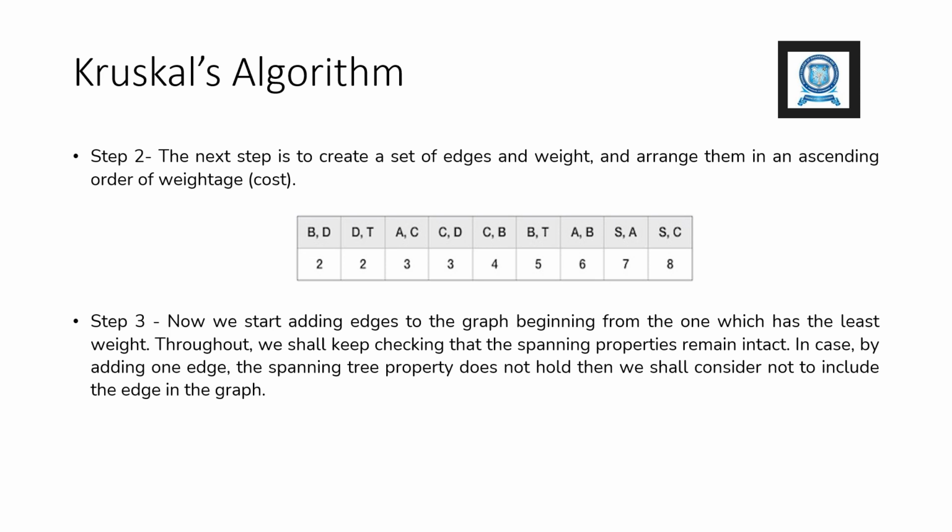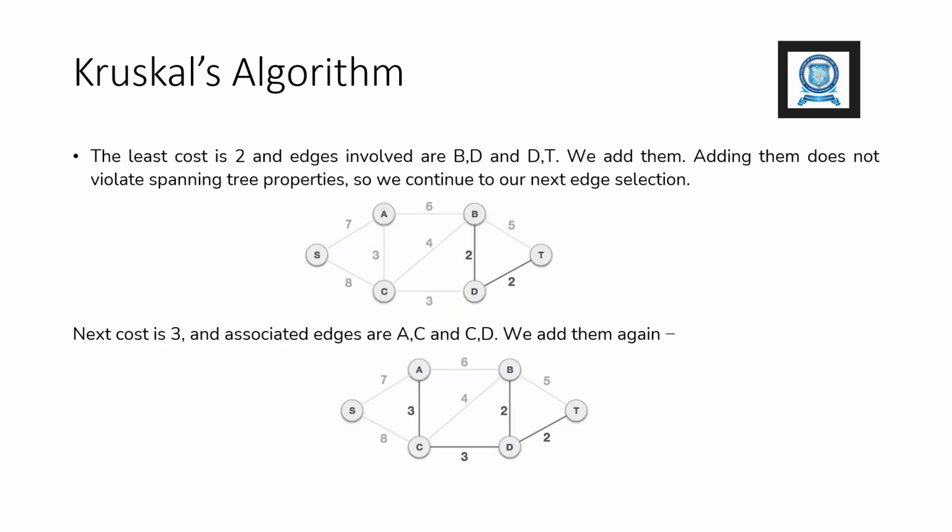Step 3. Now we start adding edges to the graph beginning from the one which has the least weight. Throughout, we shall keep checking that the spanning tree properties remain intact. In case by adding one edge the spanning tree property does not hold, then we shall not include the edge in the graph.